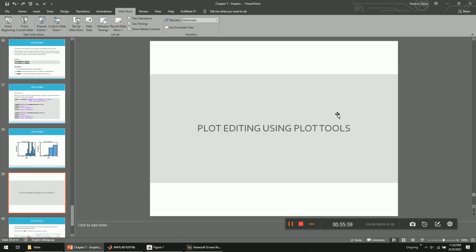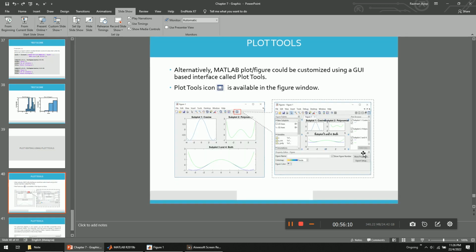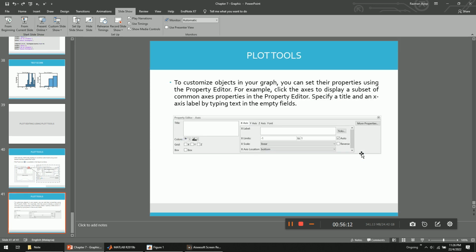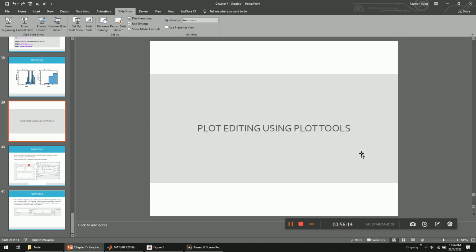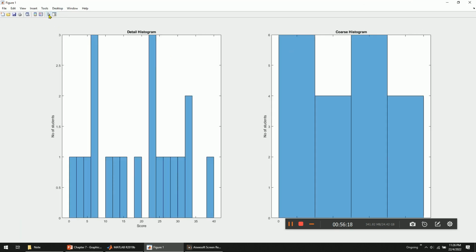So we are already at the end of the slides, which is plot editing using the plot tool or wizard. You have the plot tool here. You can explore it on your own. Let me show you. This is the plot.